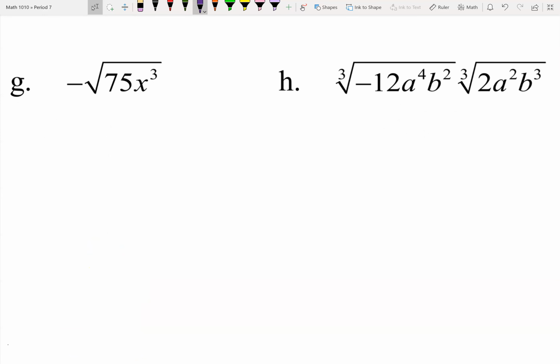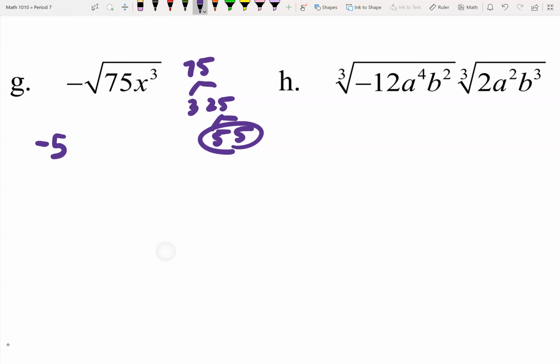Okay, question G. This is a review from last time. So write your 75 down and break it down. So 75 is 3 times 25. 25 is 5 times 5. These two 5s come out as a single 5. So I have negative 5, and then I'm going to leave some room, and inside I still have a 3.